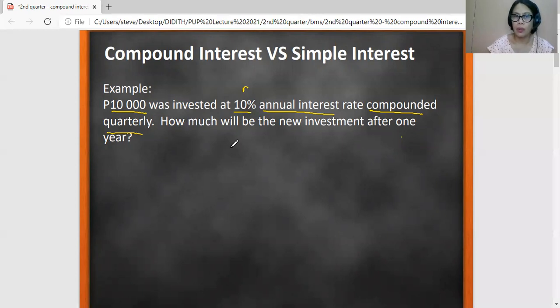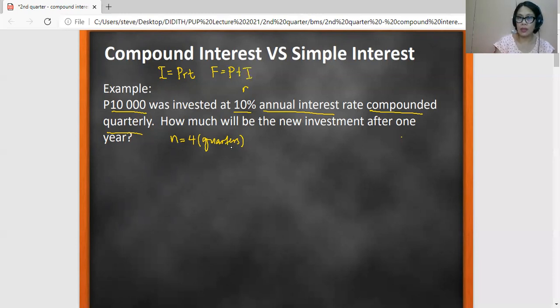Now, when we say compounded quarterly, if we represent n as the compounding period, we have n equals 4 here because we have 4 quarters in a year. Now, we're going to calculate the interest and the final amount using the simple interest. So we know that the interest is equal to PRT. Now, if T equals 1 year, then I equals PR. Then the final amount is equal to the sum of the principal amount and the interest.